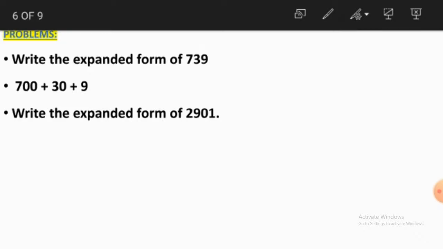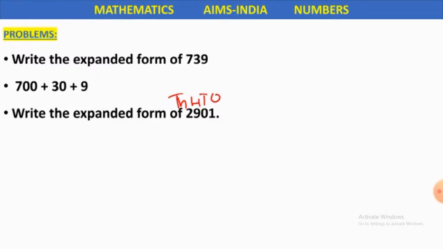Solved everybody? Again, I'll tell you the answer. Please check. Write the place values on top of the number first. Ones, tens, hundreds and thousands, which is equal to 2000. 2 is in thousands place, so the place value will be 2000. 9 is in hundreds place, so the place value will be 900.